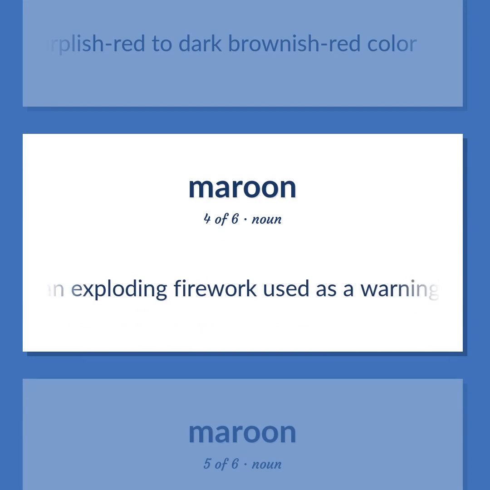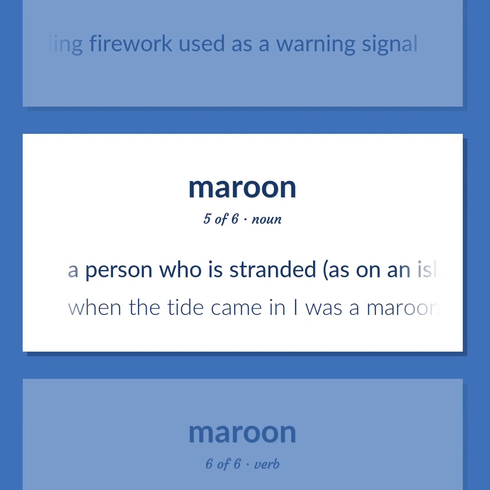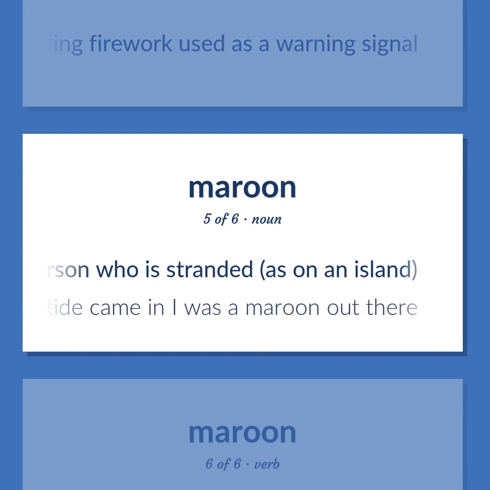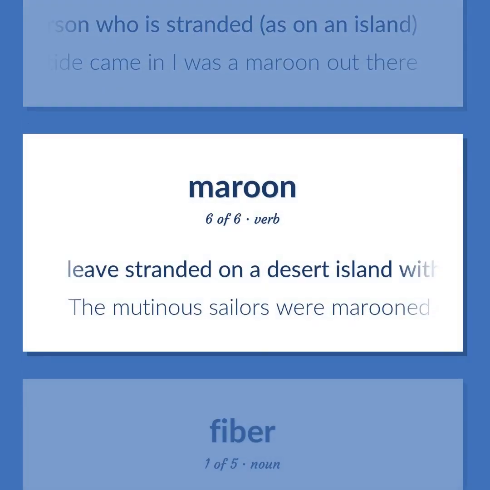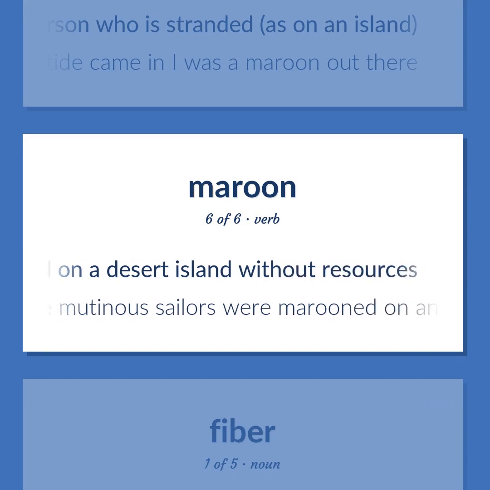An exploding firework used as a warning signal. A person who is stranded, as on an island. When the tide came in, I was a maroon out there. Leave stranded on a desert island without resources. The mutinous sailors were marooned on an island.